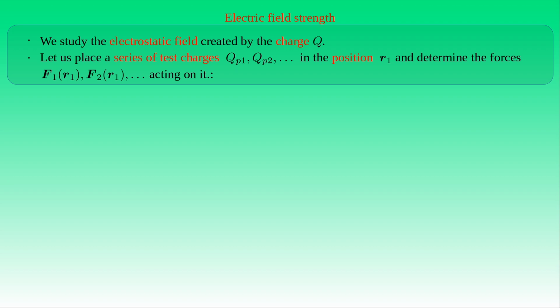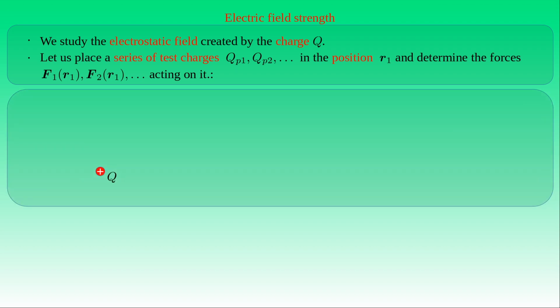Here we have the point charge Q and we choose a reference point O, which fixes the frame of reference. Then we place the test charge QP1 in the position R1, where the position vector R1 points from the reference point O to the test charge. If we know the position vector pointing from the charge Q to the test charge QP1, we can compute the force F1 acting on the test charge by applying Coulomb's law.